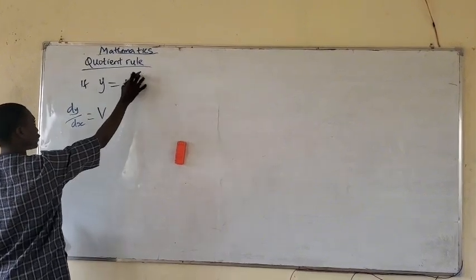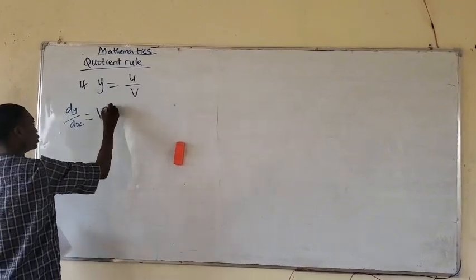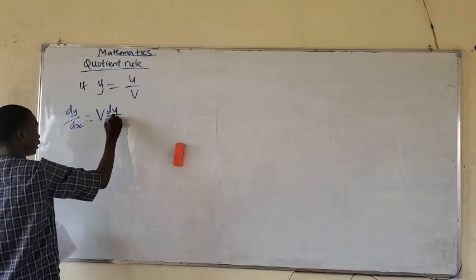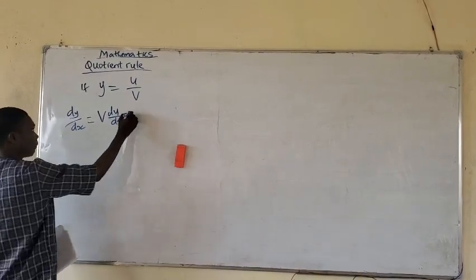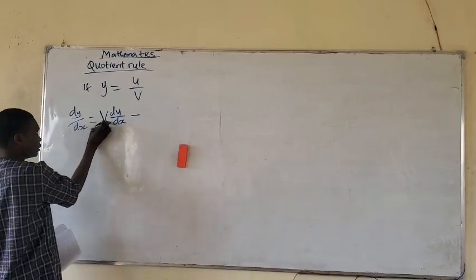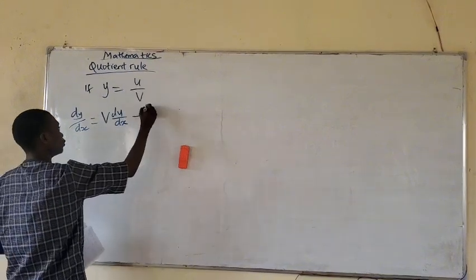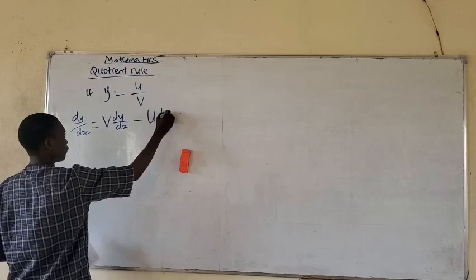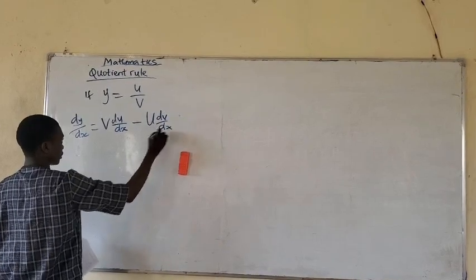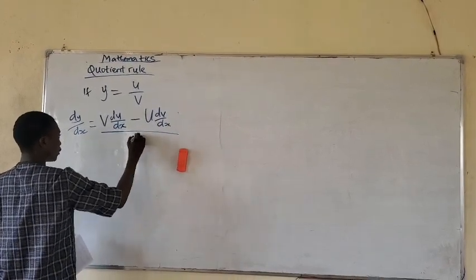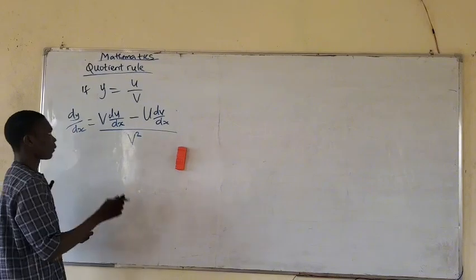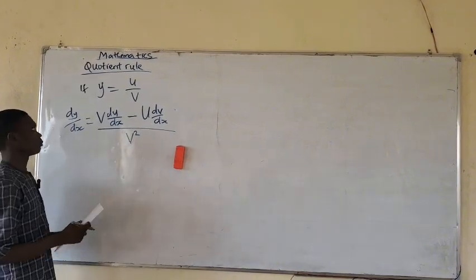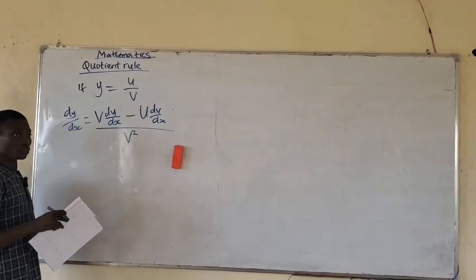That is, if you differentiate u with respect to x, it will give you du/dx, minus, you started with v. The next one is what? U. Differentiate v with respect to x, dv/dx. Everything all over v squared. So this is our quotient rule formula. Just memorize it.